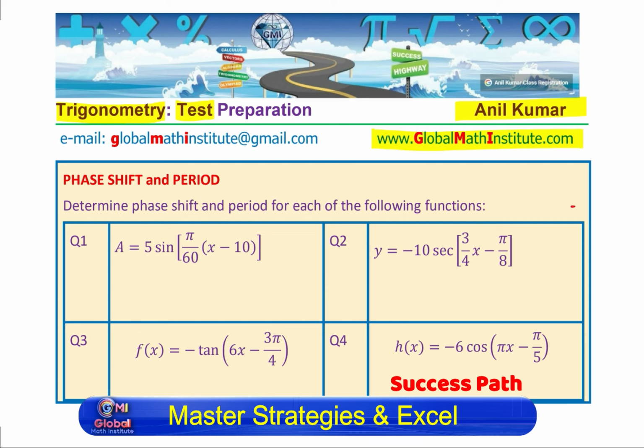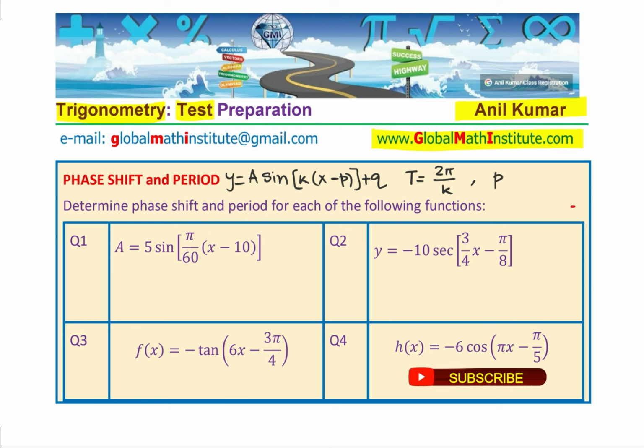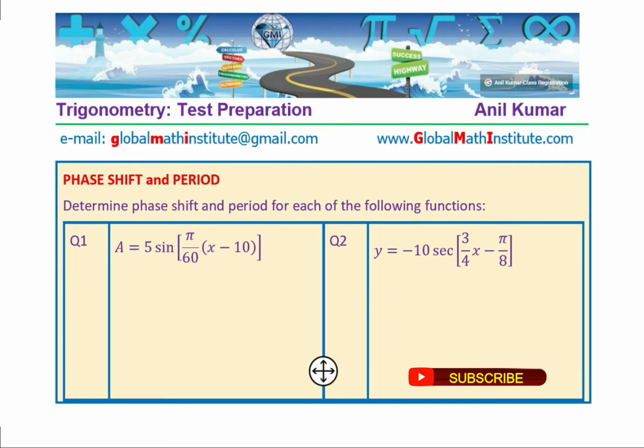Generally, if I give an equation in the form of y equals a sine (kx minus p) plus q, then the time period T is basically equal to 2 pi by k, right? And phase shift is directly read from p. So that is how you're going to find these two parameters. So let's answer these questions one by one.